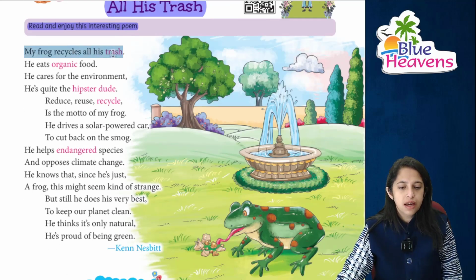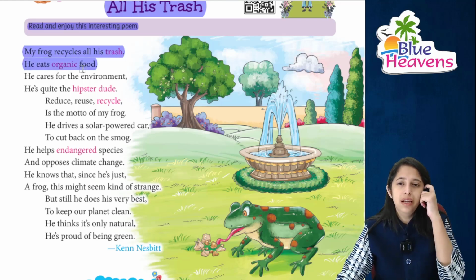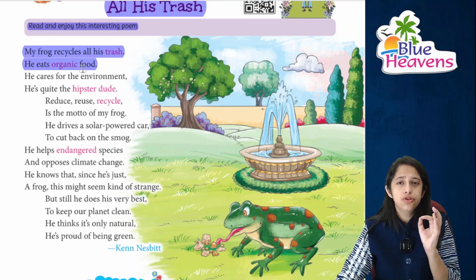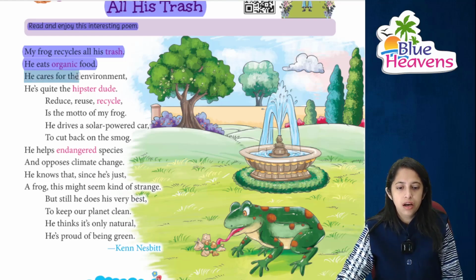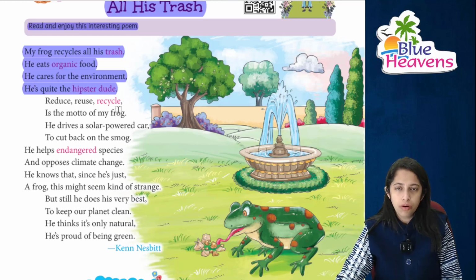See, my frog recycles all his trash. मेरा frog जो है वो सारे के सारे trash को क्या करता है? Recycle करता है. He eats the organic food. वो organic food खाता है. Means it's totally hygienic and it's totally dependent on plants, right? He cares for the environment. वो environment की, हमारे surroundings की बहुत ही ज़्यादा care करता है. He's quite the hipster dude. Hipster dude means the one who is over conscious about all these things that are present in the environment. And dude means the one who is a little bit mod side, right?